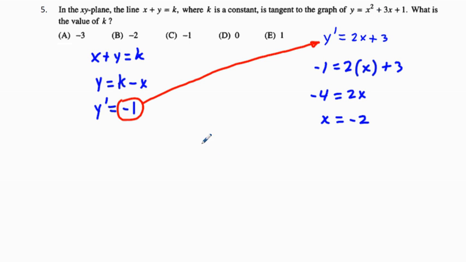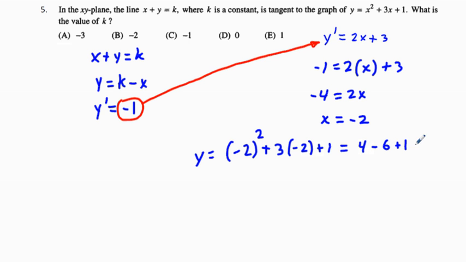So, doing that, we have y equals negative 2 squared plus 3 times negative 2 plus 1. And what we get for that is negative 2 squared is 4, and 3 times negative 2 is minus 6, and we have plus 1. So 4 minus 6 is negative 2, plus 1 is going to be negative 1. So we're going to have y equals negative 1.